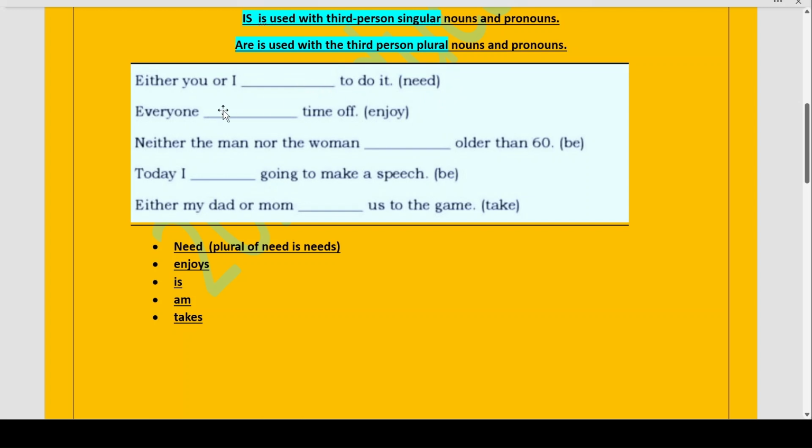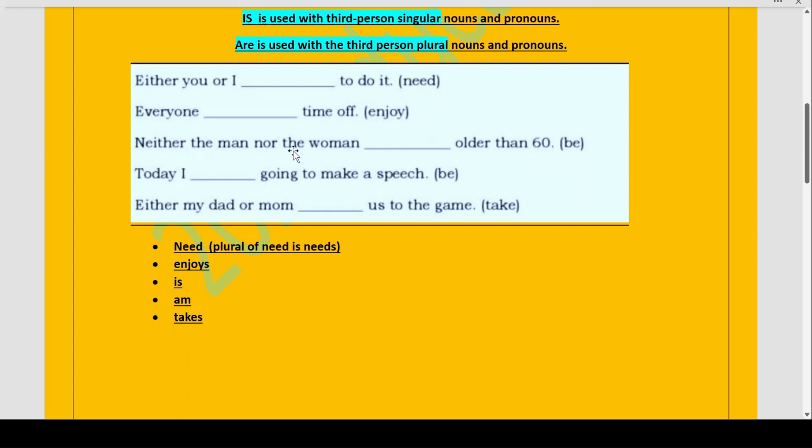It is needs. Now, everyone dash time off. Everyone enjoys time off because we have read everyone is understood to be a singular subject. So, singular subject is always followed by a singular verb. That means enjoys. Everyone enjoys time off. Enjoy is the plural form of the word.